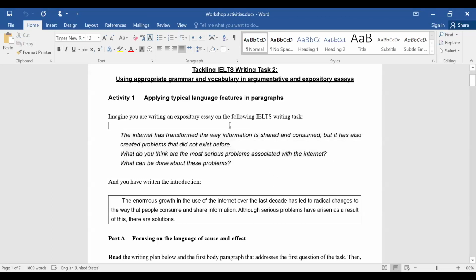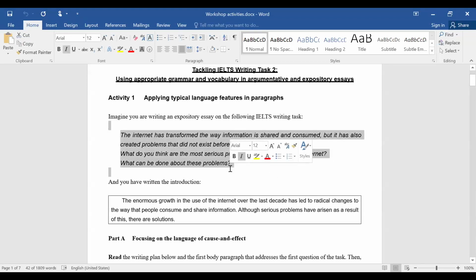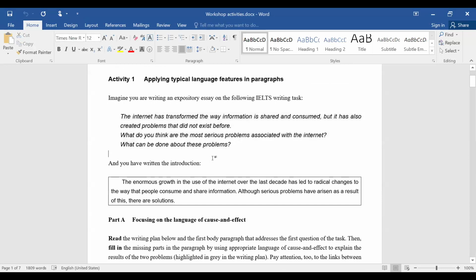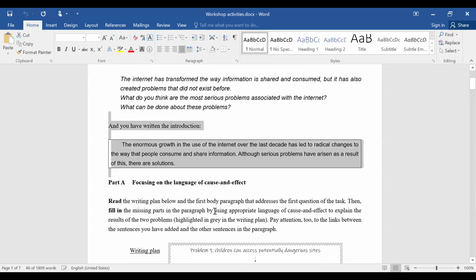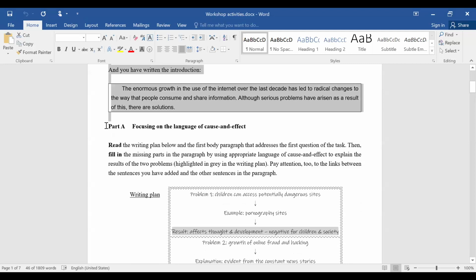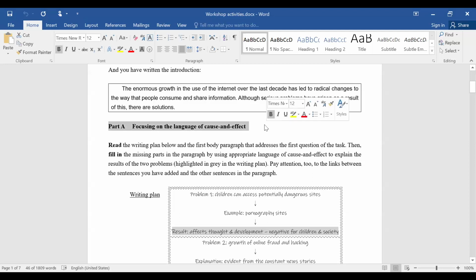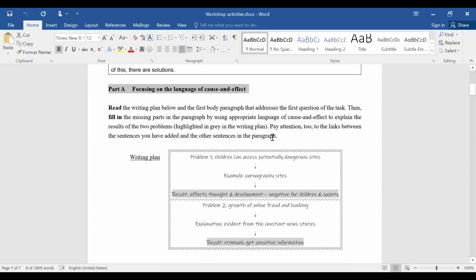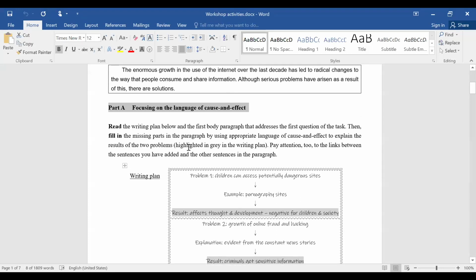So imagine you're now working on this writing task and you have drafted the introduction already. So can we just do part A now? Because part A is about the language of cause and effect. Now, imagine you have produced a writing plan like this. Okay, you have identified two problems about the use of the internet, right? Problem one and problem two.